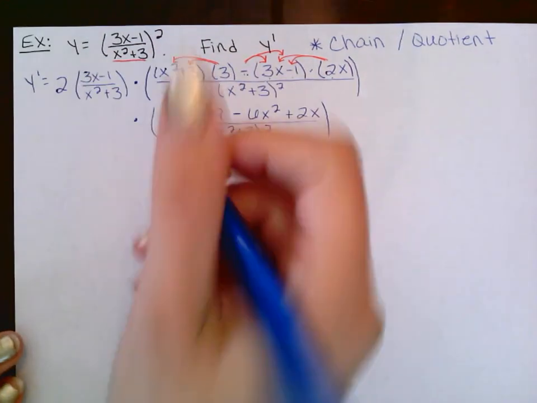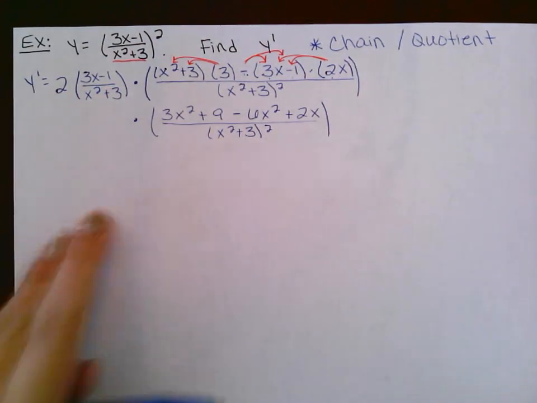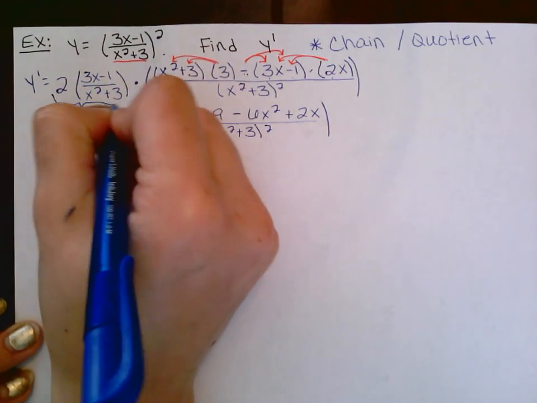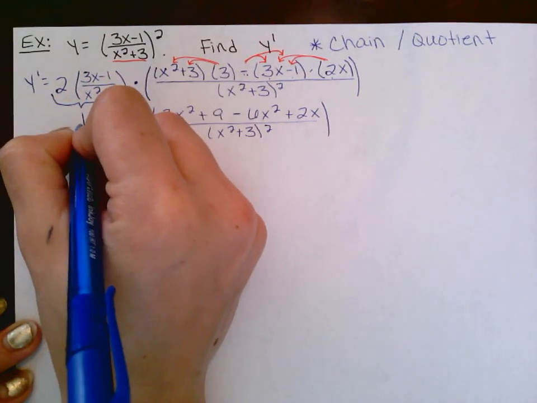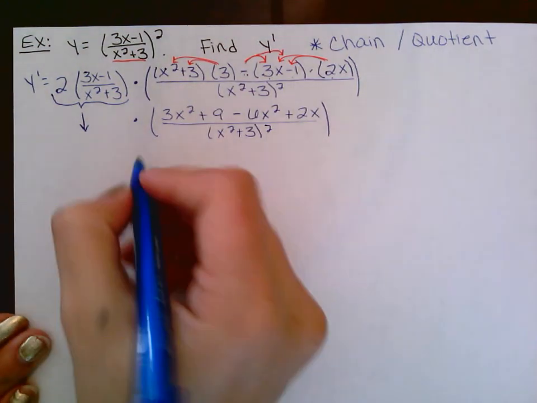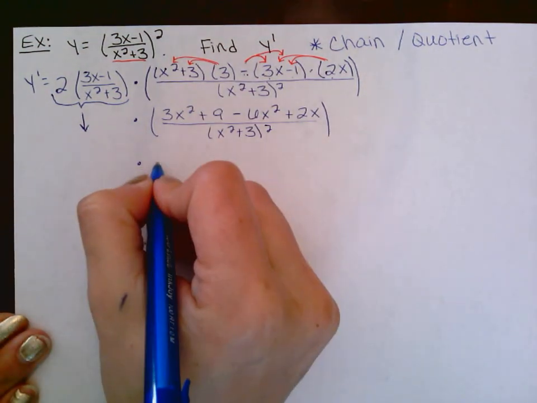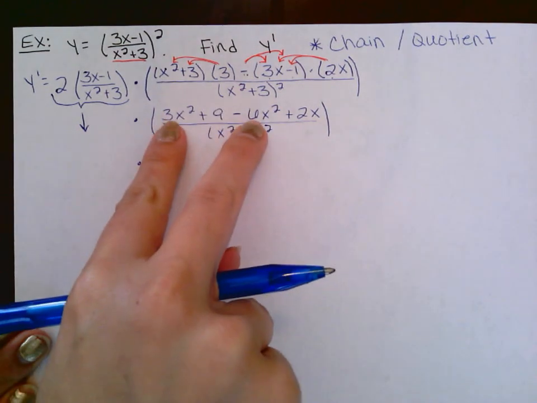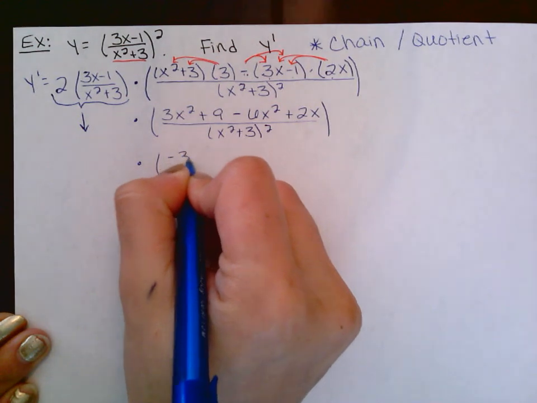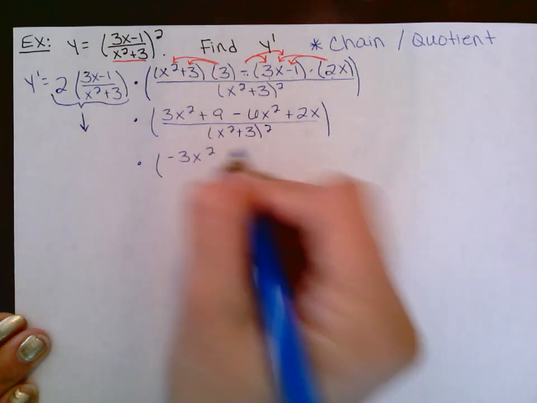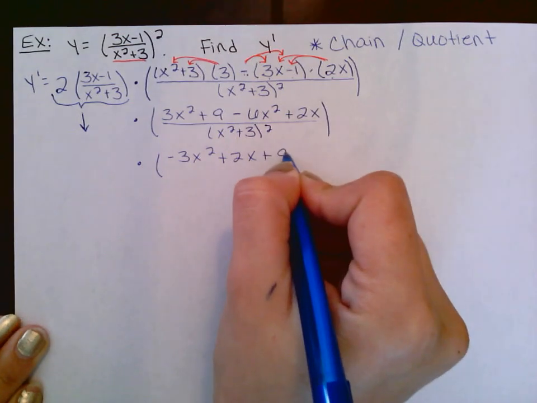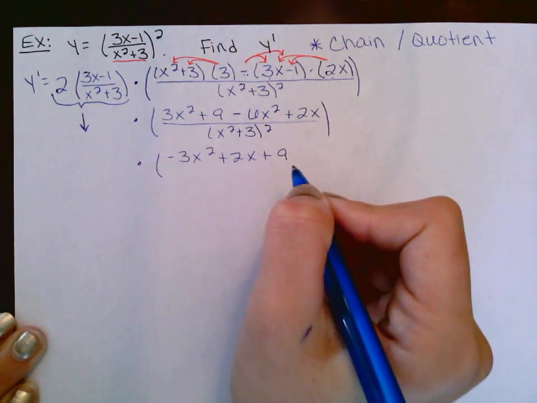All right, so feel free to either rewrite this every single time. I'm a fan of, as long as you don't forget, just kind of drawing an arrow every step that I wanted to just rewrite that, and I'll multiply it in at the end. So now here, I can combine the 3x squared minus the 6x squared. So I get a negative 3x squared plus the 2x plus the 9. Okay?